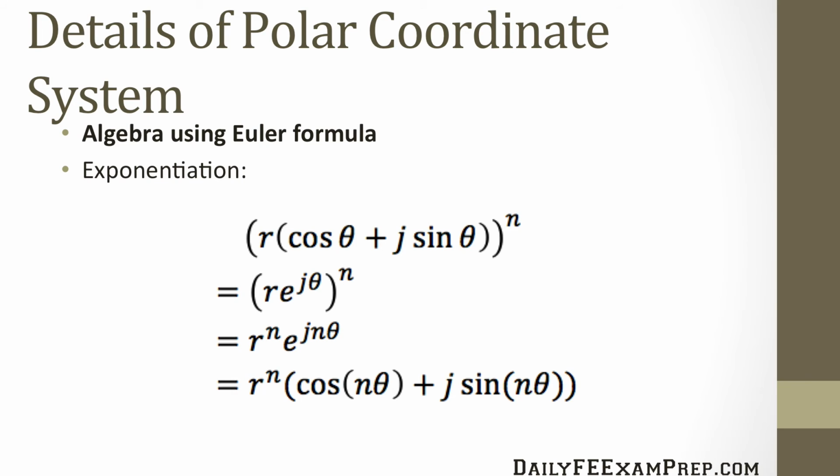Now, algebra using Euler's formula for exponentiation. So we get r times cosine theta plus j sine theta, raised to the n, is equal to r times e raised to the j theta, raised to the n. And that simplifies down to r raised to the n times e raised to the j times n times theta. And that equals r raised to the n times cosine of n theta plus j sine n theta. Okay, so it gets kind of complicated and kind of tricky. So spend some time and just try and wrap your head around that.